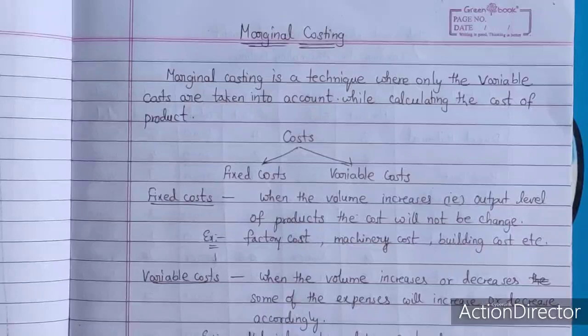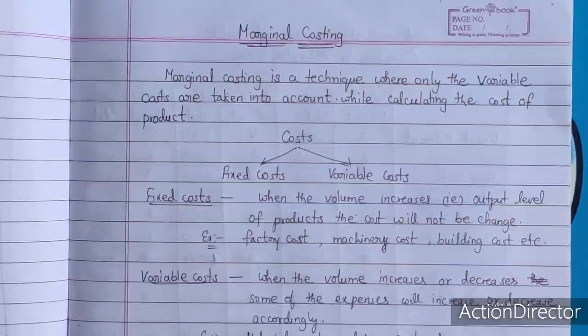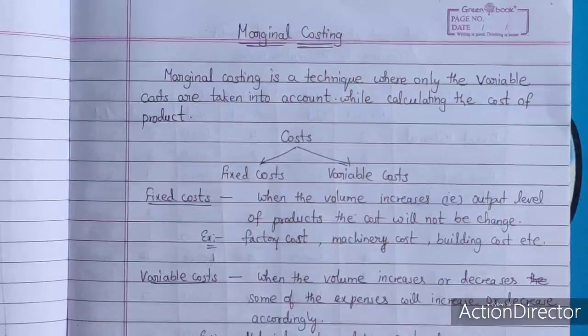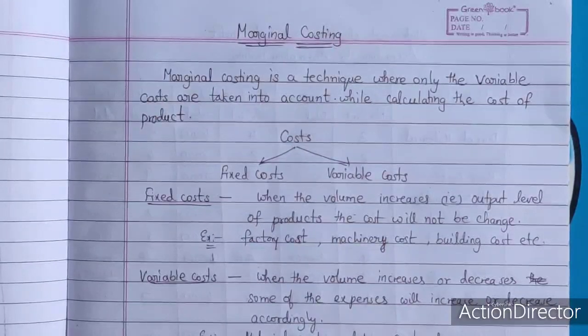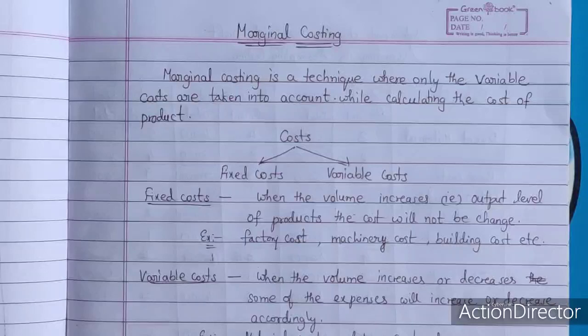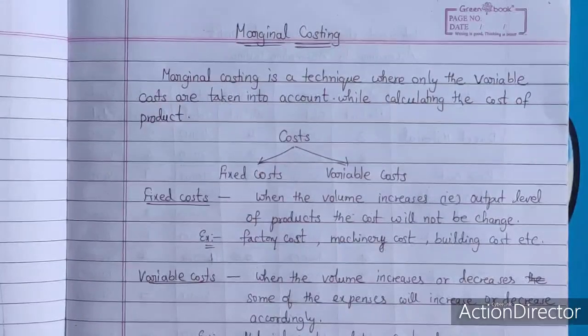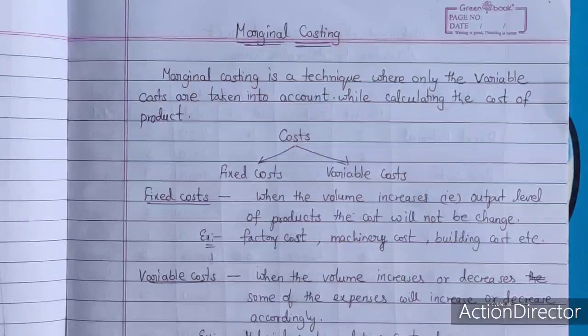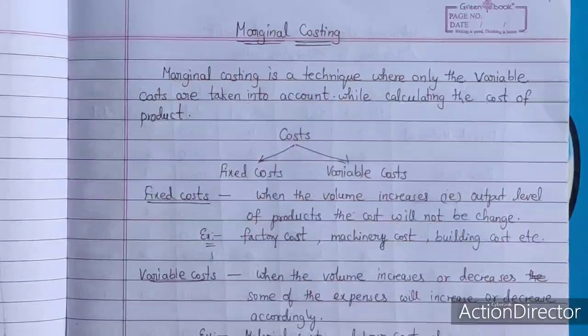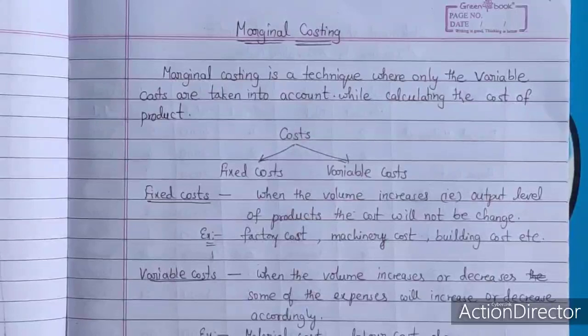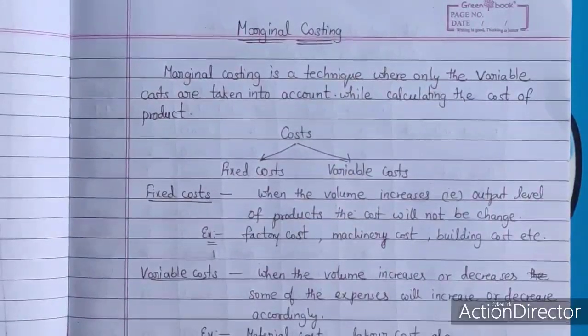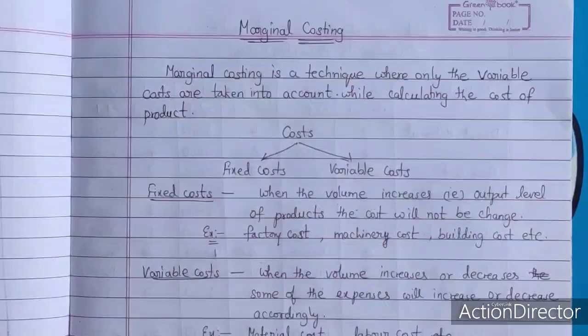Good morning students. Today we will discuss another concept called marginal costing. So we will see how we are going to calculate this marginal costing. We know that to decide the selling price of a product, first we need to calculate the cost of the product. For that cost of the product, we add some profit to fix the selling price.